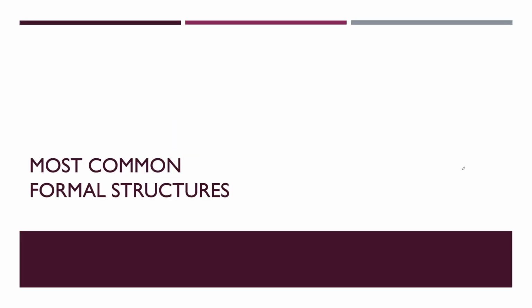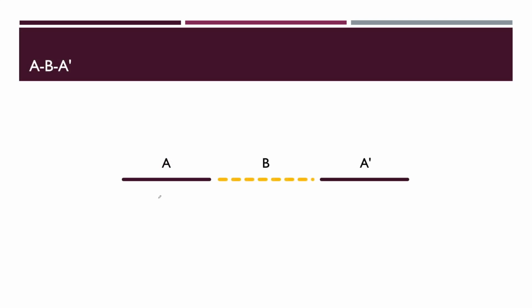And finally, the most common formal structures. We already talked about ABA form. We have an A section and then a contrasting B section. It could be contrasting in rhythmic structure, in melodic structure, in harmonic structure, in tempo, in texture, and in many more things. And then especially important is A prime.